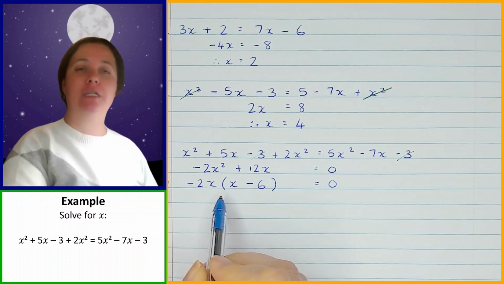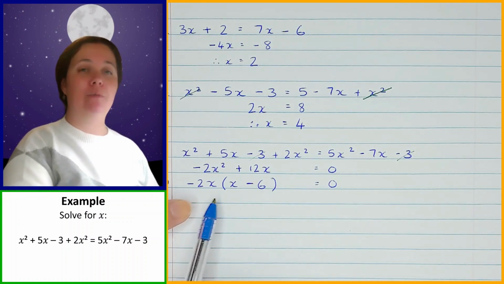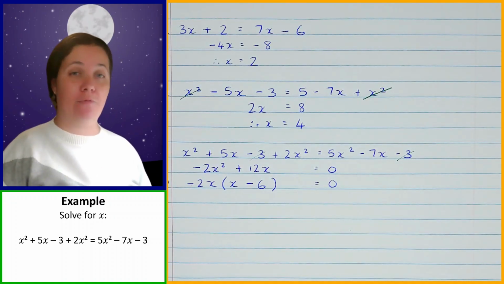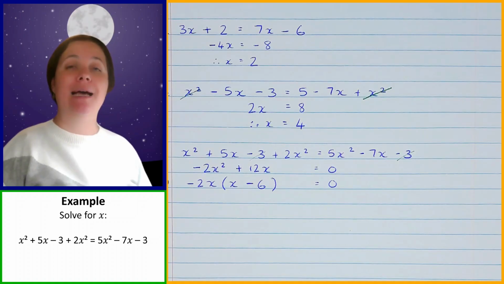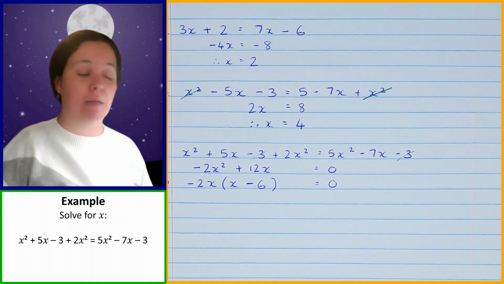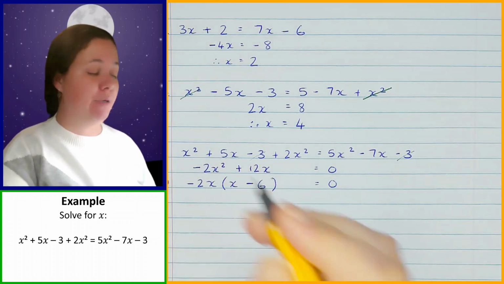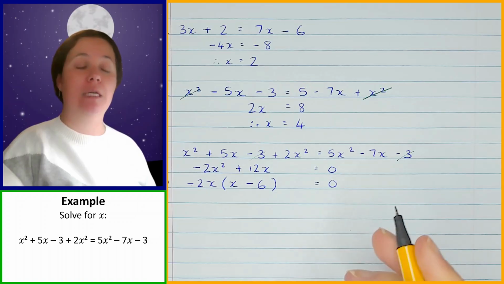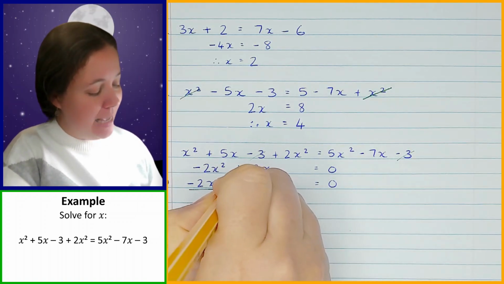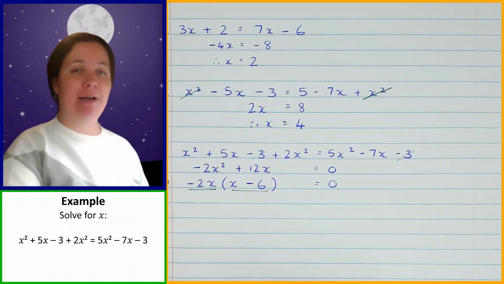So now that I've got an equation where I've got a product of factors equal to 0, I'm going to solve it by saying that if I've got factors multiplied together equal to 0, at least one of them has to be 0 in order for them to give me 0 when I multiply them together. So I'm going to take each of these factors and make it equal to 0 separately. Then I'm going to solve those little equations separately. I have negative 2x as my one factor, and x minus 6 as my other factor. So I'm going to make each of those factors equal to 0.